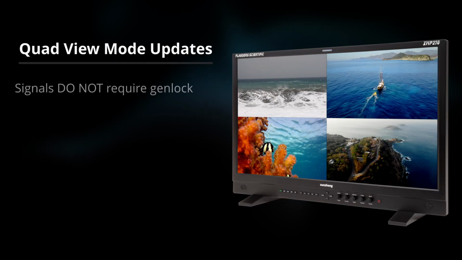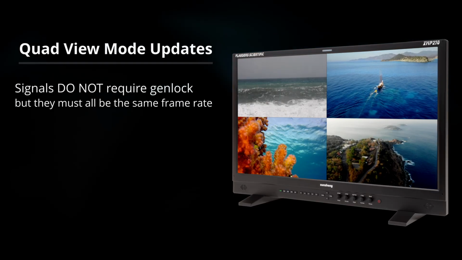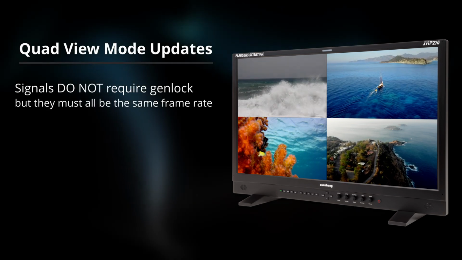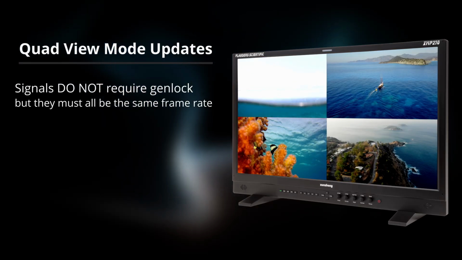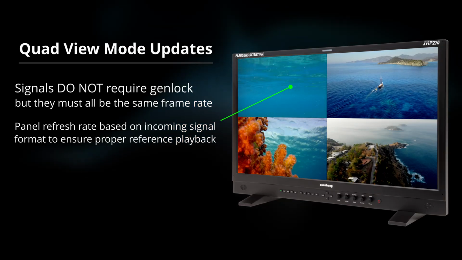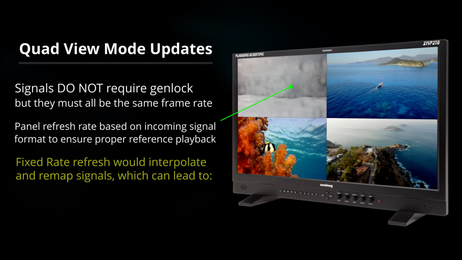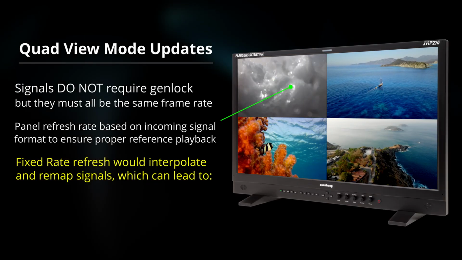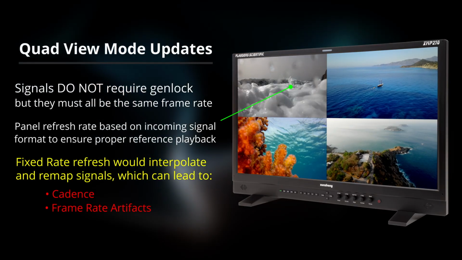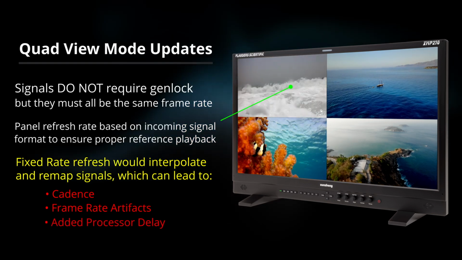As before, signals do not require genlock for Quad View mode, but they must all be the same frame rate. We've had questions about this in the past, so just a quick explanation here as to why the signals must be the same frame rate for Quad View mode. As a reference monitor, we always set the panel's refresh rate based on the incoming signal format to ensure proper reference playback of signals. A monitor that does not do this, and instead always refreshes at one fixed rate, will interpolate and remap signals, which can lead to cadence or frame rate artifacts that prevent the monitor from showing you the signal as it really is, in addition to adding processing delay for this remapping process.